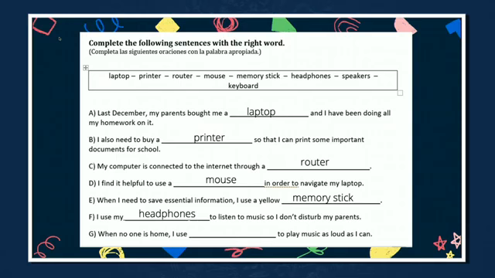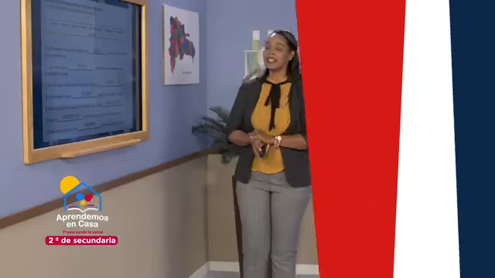And finally, when no one's home, I use... to play music as loud as I can. Cuando nadie está en casa, yo utilizo... para poner música tan alta como pueda. What is it? Or what are those? Headphones or speakers? Exactly, speakers. We use speakers when we want to play music as loud as we can.